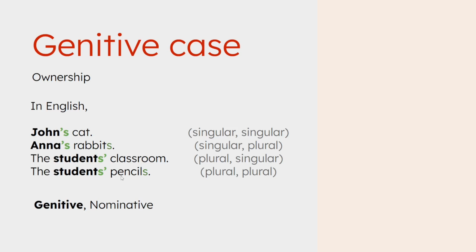So I have 4 examples here, and they're different. There's singular, singular, singular, plural, which just means John is singular, cat is singular. Then in the second example, Anna is singular, but there are multiple rabbits. And then the same for the other ones, where there's multiple students but one classroom, and then multiple students and multiple pencils. So these are our versions for that. Of course, you can see that the genitive word is in bold, the nominative is in regular. So that's how we show the genitive case in English.